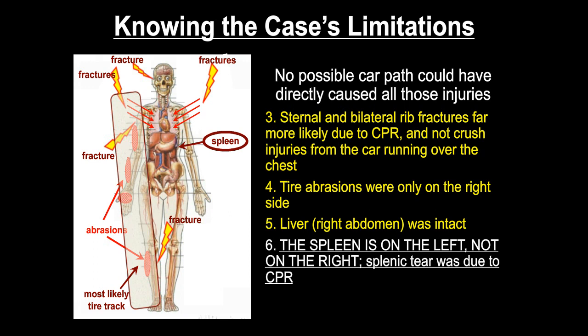His spleen, as indicated here, is not on the right side of the body. It's on the left side of the abdomen. Anybody who takes first-year medical school anatomy knows that. And the plaintiff's forensics expert somehow did not. The fractured ribs were undoubtedly a result of vigorous CPR, which was administered for 20 minutes while they were trying to resuscitate him.